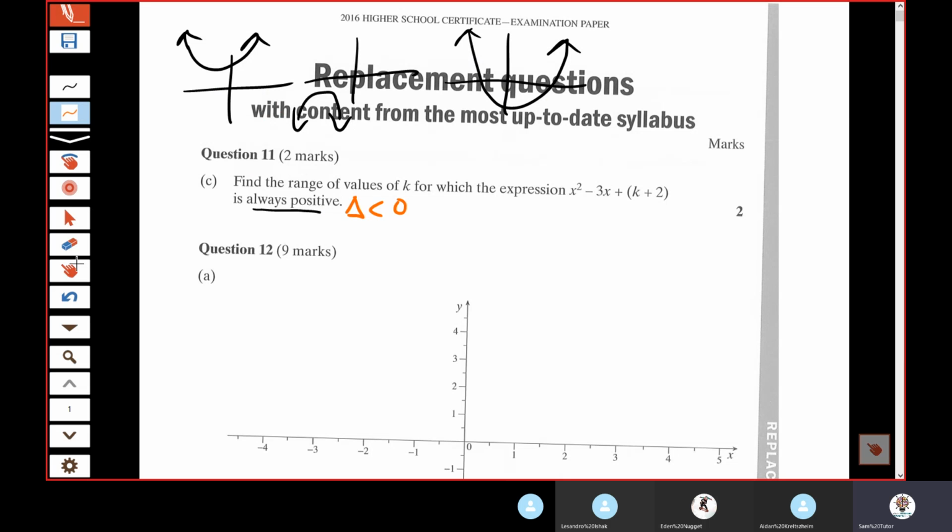So what's the difference between this and this? It's your value in front of your x squared, if it's either happy or sad. So for both of these, the discriminant is less than 0, but for this one a must be less than 0, whereas for this one a is bigger than 0. All right, go ahead. Try to do it. Start using the discriminant. Solve it for less than 0. Hopefully you'll get the answer out.